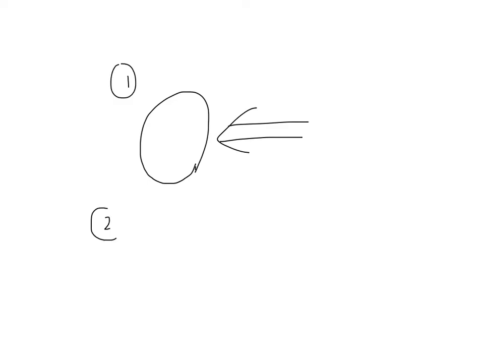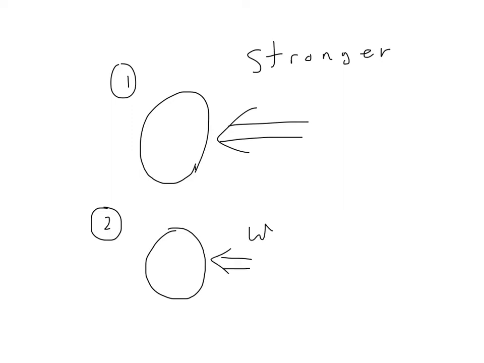Let's say I have a loop, and I have the magnetic field directed that way, but it's getting weaker. So this is step 1 here, and this is step 2 here. The magnetic field is getting weaker. So it starts out stronger, and then it gets weaker. What are the currents going to do in this case?